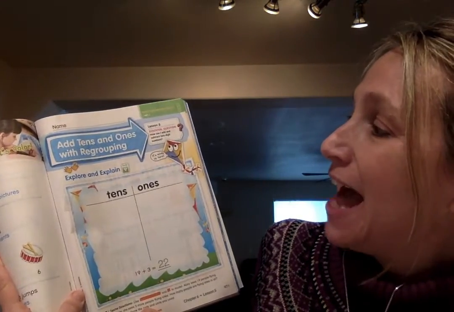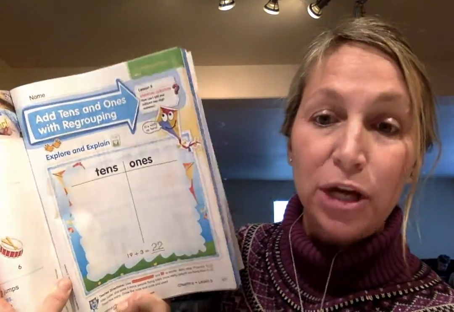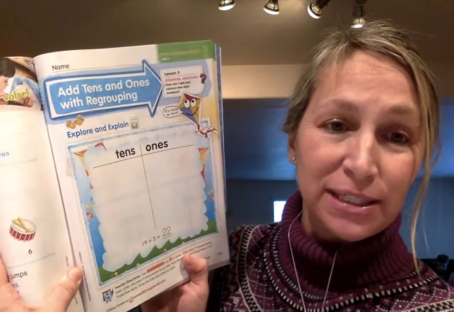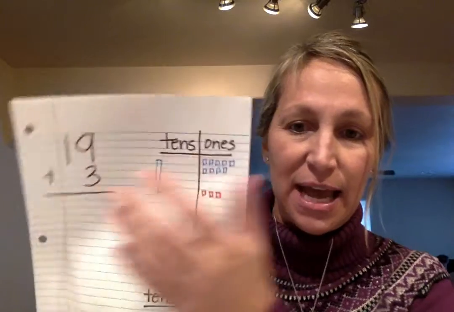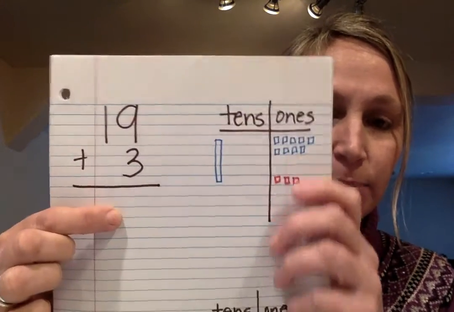It's called Add Tens and Ones with Regrouping. So this time there's going to be something called regrouping, and I'm going to talk to you a little bit about that so you kind of understand it. For example, one of the problems that you're going to start out with today is this problem, 19 plus 3.